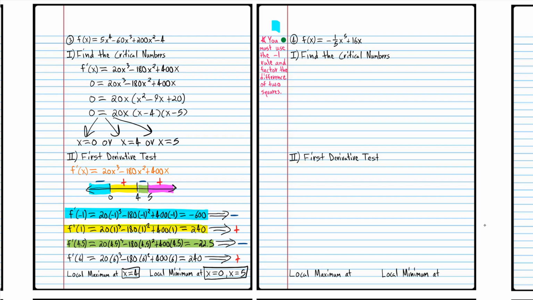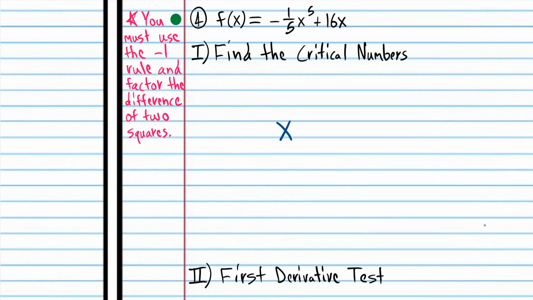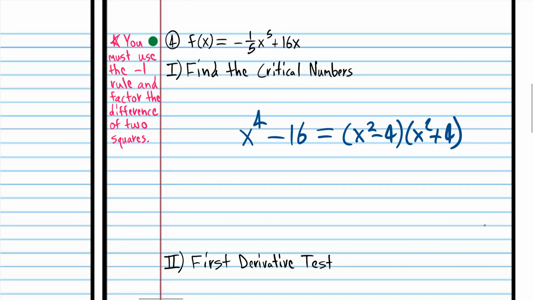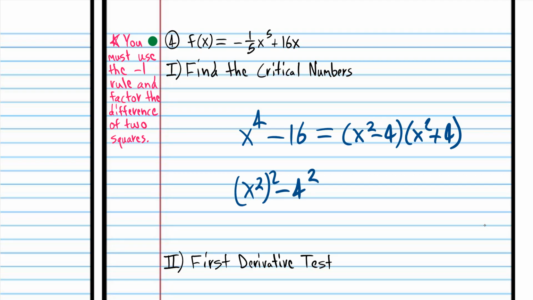Now please be aware that for number 4 you're going to have to use the -1 rule. You're going to have to factor out a -1 from the derivative expression, and you're also going to have to factor the difference of two squares. So remember, if you have something like x to the 4th minus 16, you can factor that to x squared minus 4 times x squared plus 4. We haven't done that for a while in my curriculum, where we had 4th powers, but that's the same as the difference of two squares, because you have x squared squared minus 4 squared.